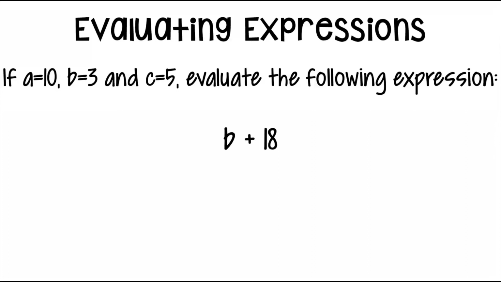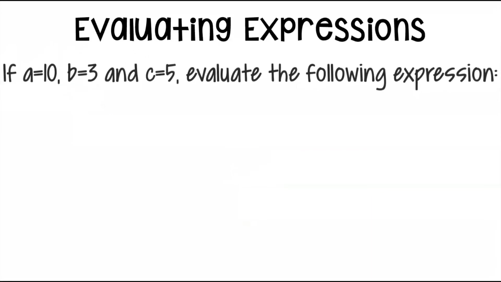So first we have to identify the variables. B is our variable in our expression, and its value is equal to 3. So in place of B, we're going to place a 3, and the expression becomes 3 plus 18. When you add 3 and 18, you get a total of 21, and that is the value of that expression when b is equal to 3.